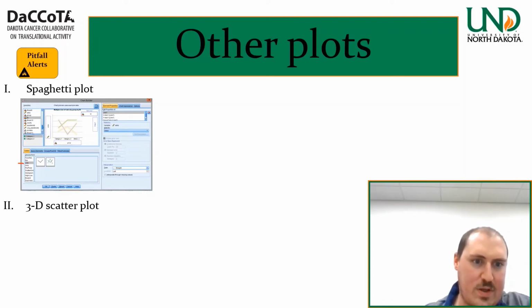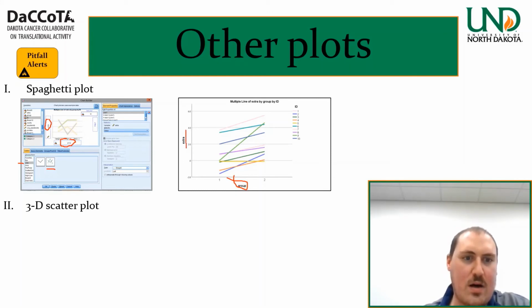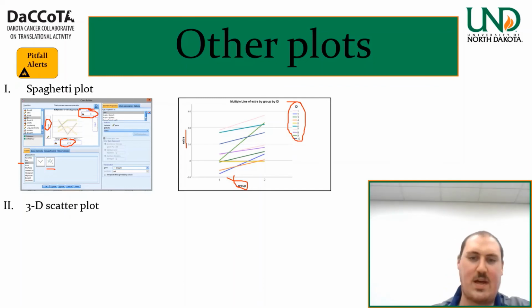I believe we'll need the second one. Yes, second one, because we have groups. And with our data set, in our X variable here, we want group. Our Y variable, we want extra. And then our kind of clustering, our ID variable is ID. And that gives us that. Pretty simple.